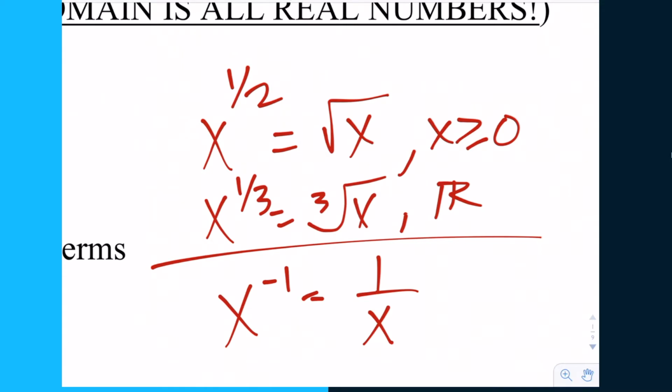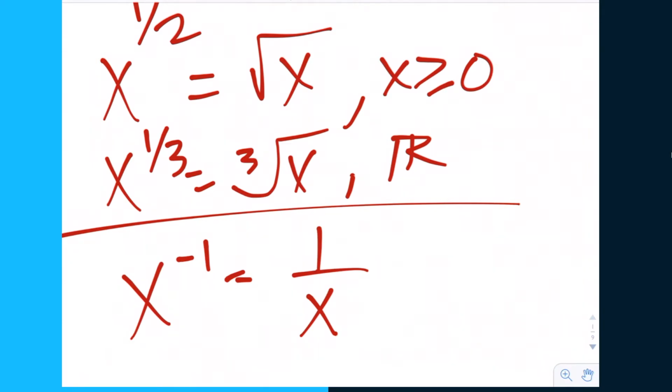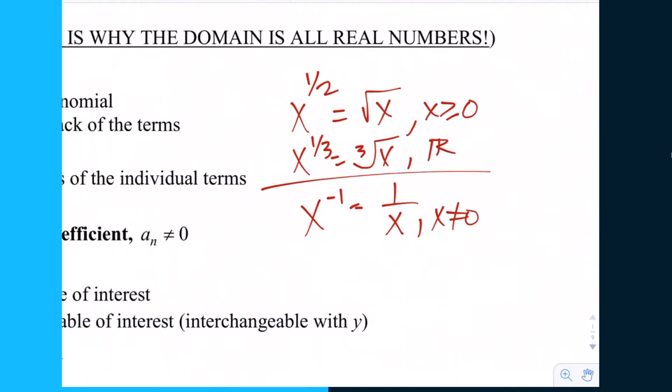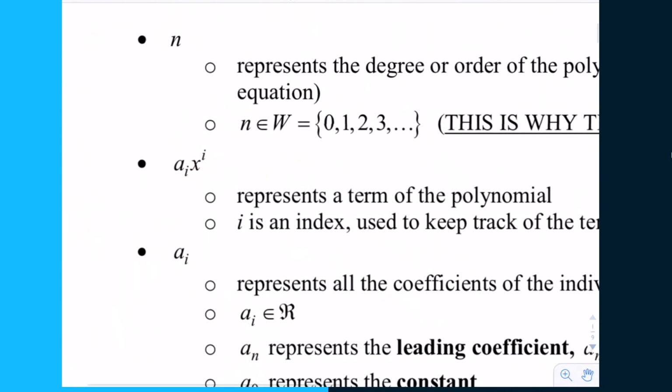All right. X to the negative first is 1 over x, and of course, that means that x can't be 0. So if you have a negative exponent, you have variables in the denominator. And that puts domain restrictions in. So that's why the domain is all real numbers. Because the exponents are what types of numbers? Whole numbers. Okay, let's go to the next one.